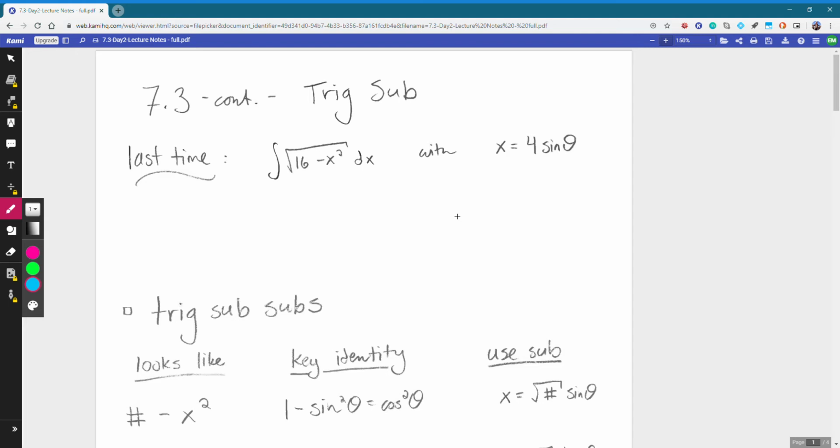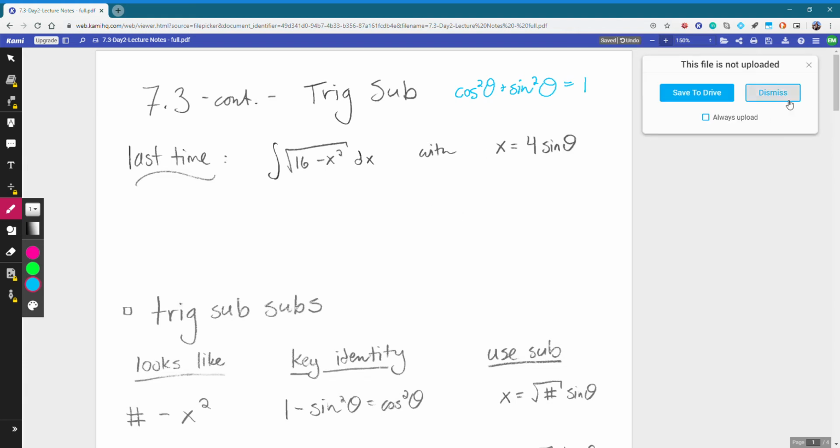And so the identity that we were using last time was our kind of Pythagorean theorem identity, cosine squared theta plus sine squared theta equals 1. And the integral we were looking at was this one right here.